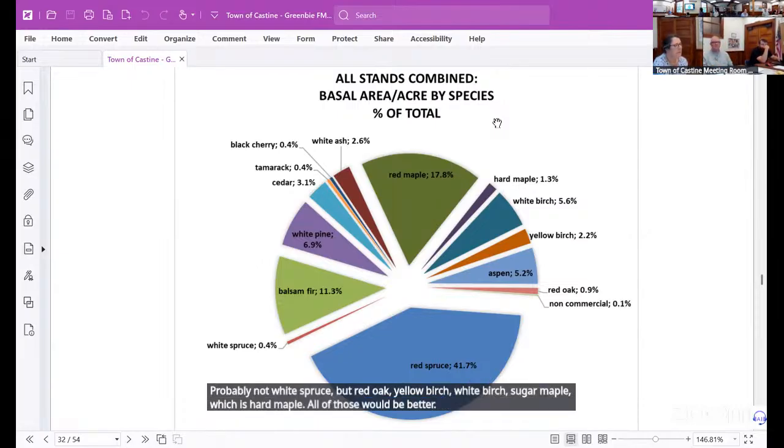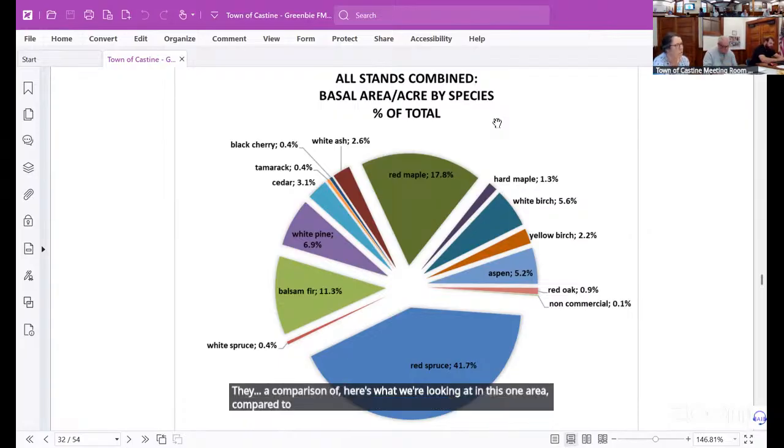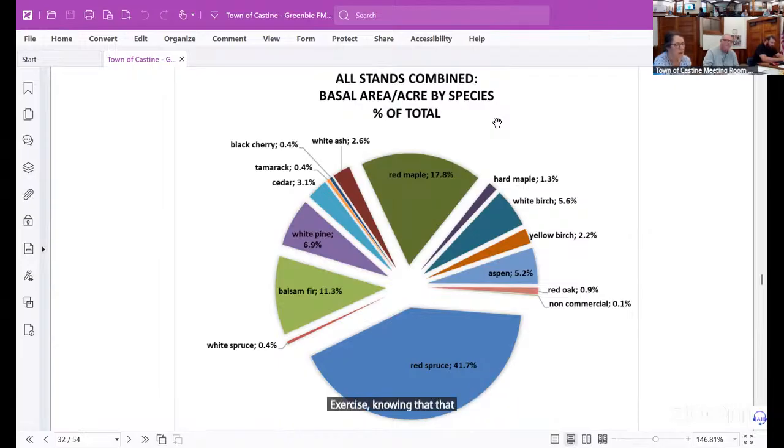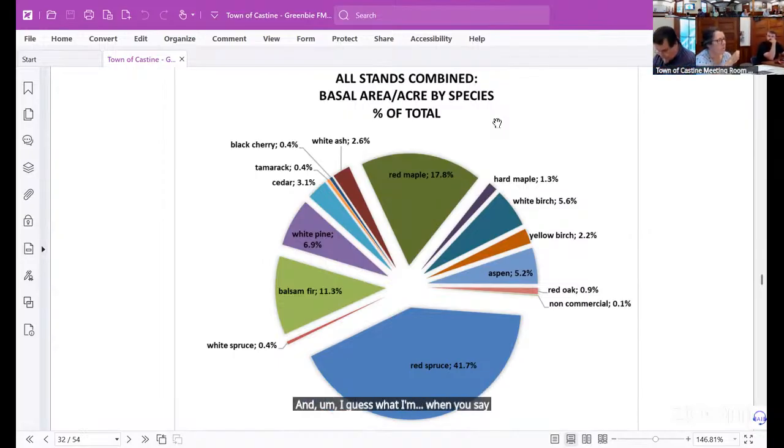It would be interesting to see a comparison of what we're looking at in this one area compared to a similar chart for your stand typing exercise, knowing that that's rough, and maybe it's not. I could do an example, I could make up a plot, a single fixed radius plot, and work up an example. When you say plot, you mean a graph chart? No, you mean a sample point in the forest. But I guess what I'm wondering is what the average is across.